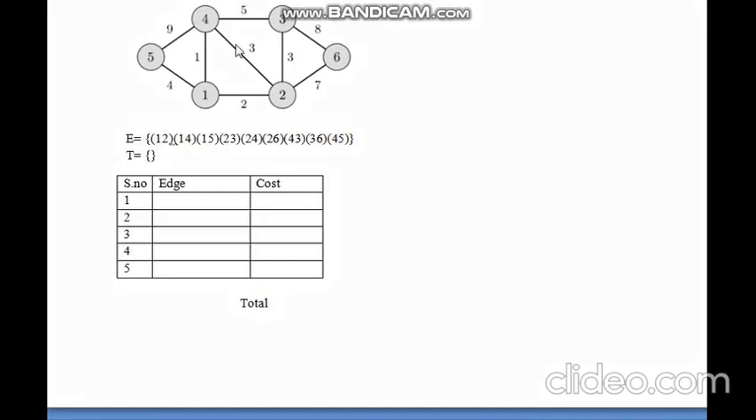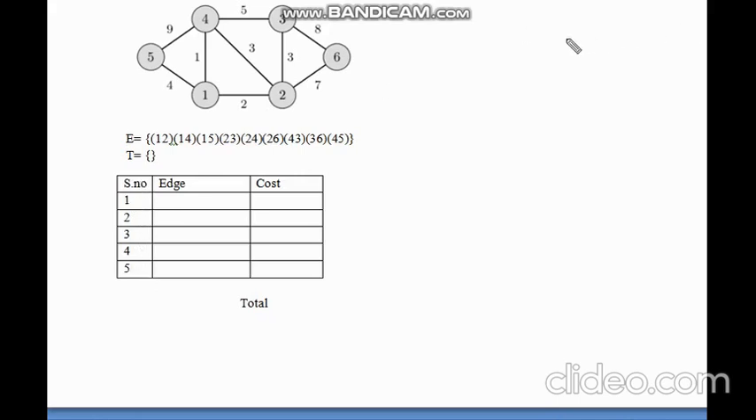Okay, this is the given graph. First check: are there any loops or parallel edges? No. Then start with the second step, and before that, take all edges in the E set, and initially T is empty. Here T is your spanning tree and E is your given graph's edge set, and this table indicates your edges and their respective costs. And why 1 to 5 only? Because the given graph has 6 vertices, so the spanning tree has n minus 1 edges, that's why I wrote 1 to 5.